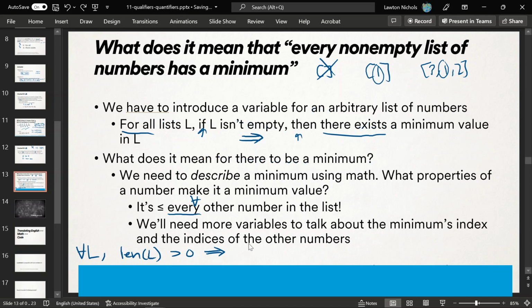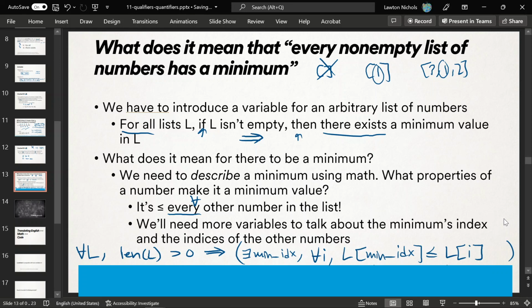So I think the easiest way for me to talk about a minimum value is to talk about the index at which the minimum lives. So all of this is in parentheses. There exists a minimum index. I'll call it min_idx, okay? There exists a minimum index. And what does it mean for it to be the minimum? At that index, it better be less than or equal to every other number in the list. So there exists a minimum index such that for every index I in the list, L at min_idx is less than or equal to L at I.